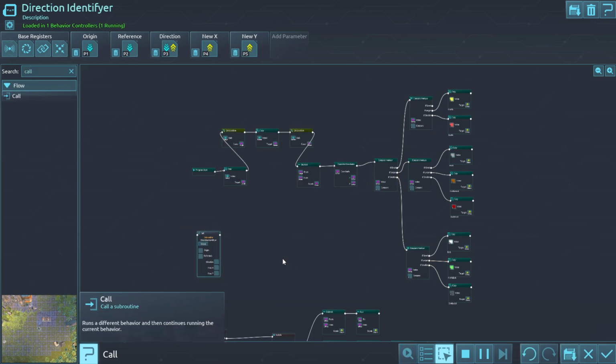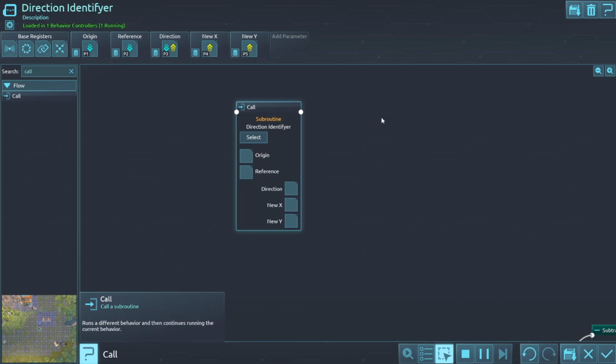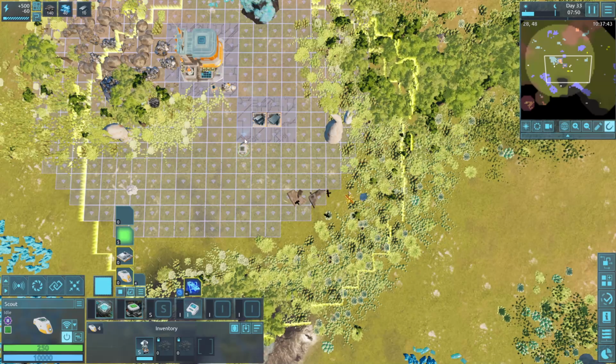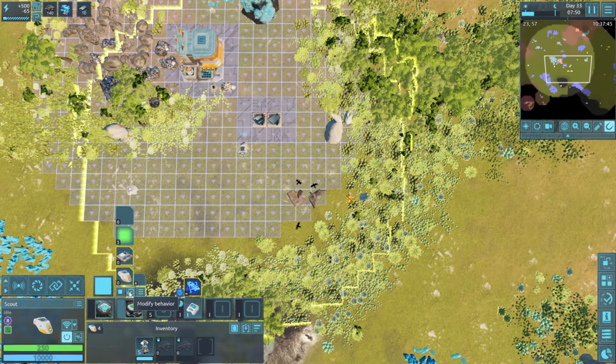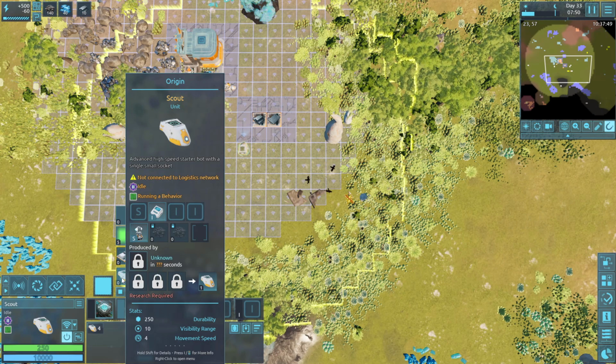We can go in here and look at the direction identifier. You get these inputs, which are the origin and the reference. Normally, whatever program needs to use this direction identifier would determine what the origin and the reference are. Because I'm running it right now as a primary behavior, I can actually go in and decide what those parameters are.